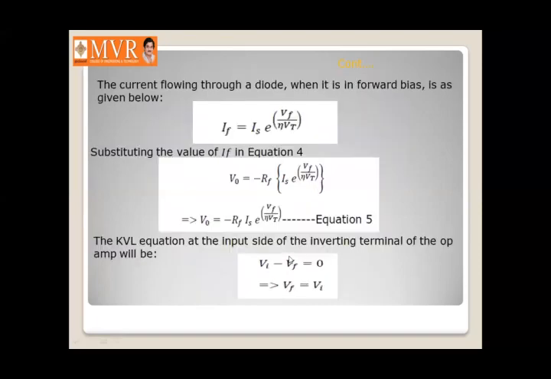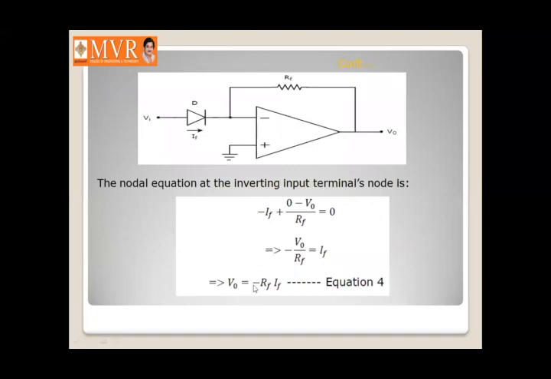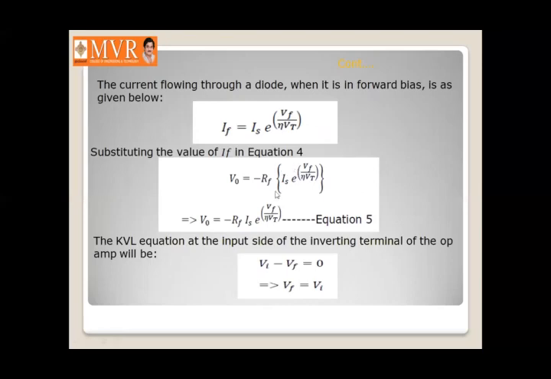Next, we know the diode current equation: If is equal to Is into e power Vf divided by eta Vt, where Vf is the forward voltage of the diode. We substitute this value in place of If in V naught is equal to minus Rf into If. Then our output voltage is equal to minus Rf into Is into e power Vf divided by eta Vt.